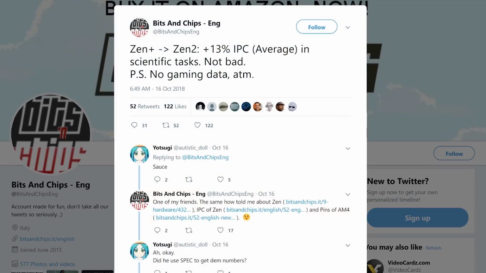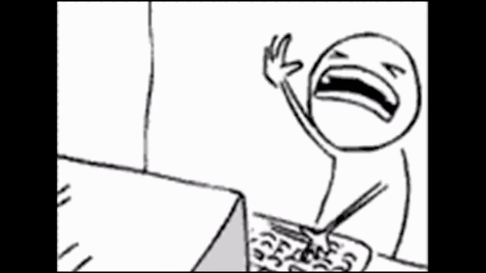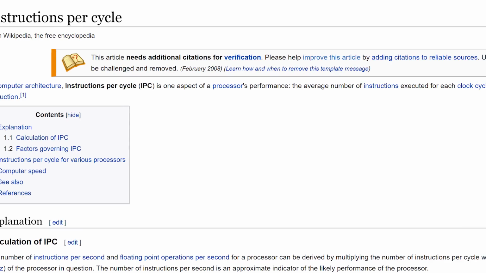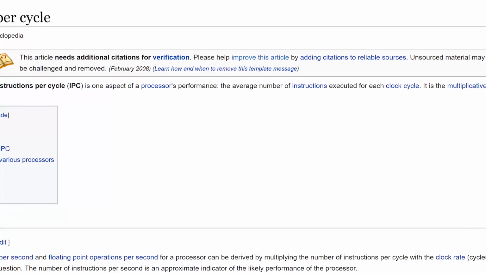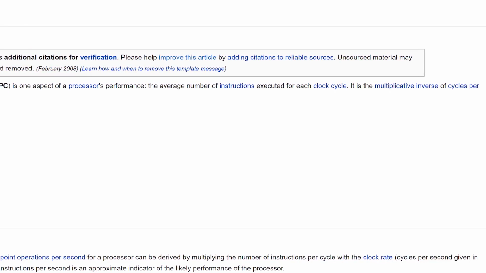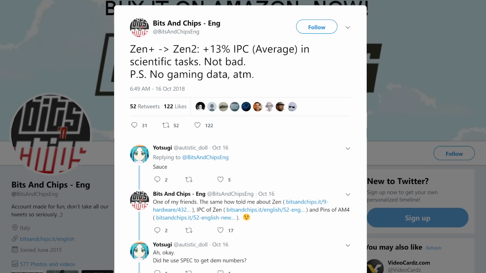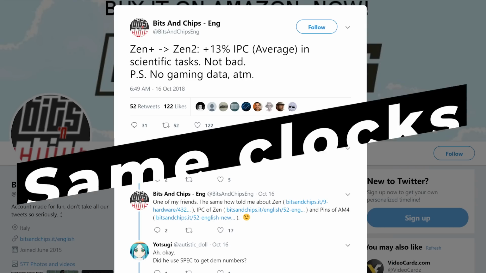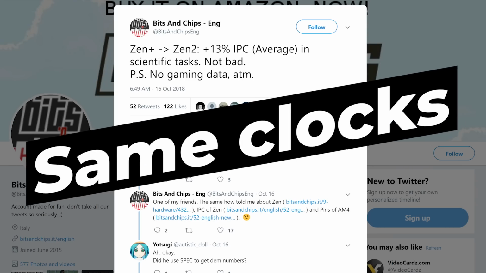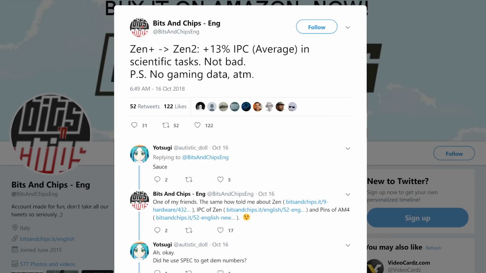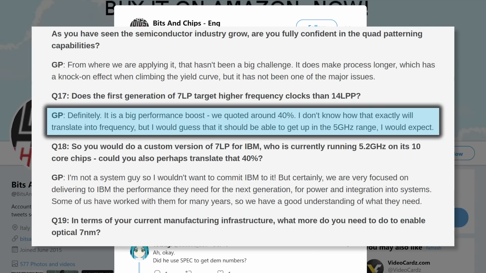Bits and Chips tweeted that Zen 2 will have a 13% IPC increase over Zen Plus. Now, before you get upset, 13%? That's crap. AMD sucks. IPC stands for instructions per cycle and isn't the overall increase in performance. It's a performance difference when you have the Zen 2 and Zen Plus CPUs at the same clocks, which means the numbers get much higher with higher clocks, and Zen 2 CPUs will have higher clocks.